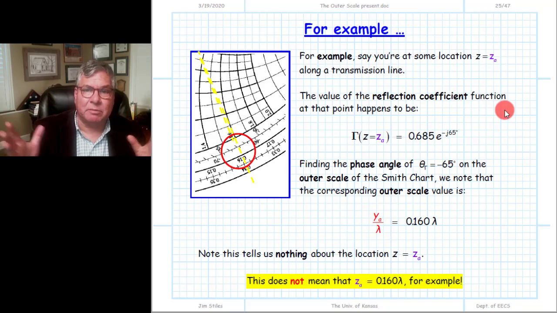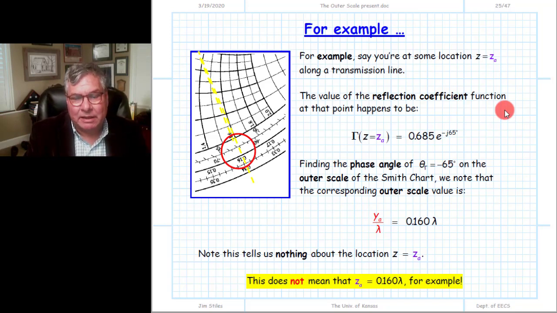Let's try to put together all the pieces of what we've been talking about thus far about the outer scale. Perhaps the best way to do that is with an example. Let's say you're at some location along a transmission line, and we'll call that location ZA. It's some number on your transmission line problem, some index that locates a position on the transmission line. Now, you don't know what that value is for some reason. You just know you're at some position. What is this value ZA?